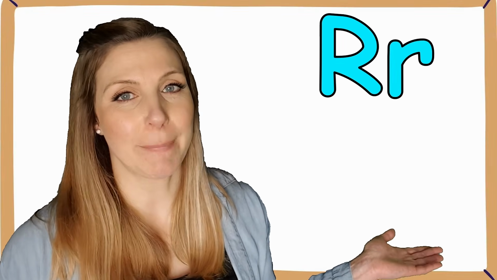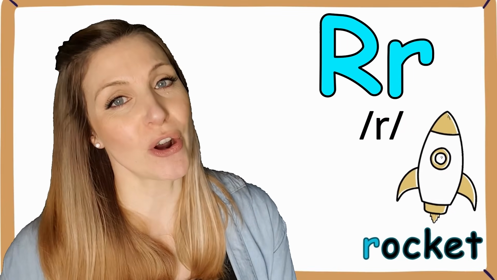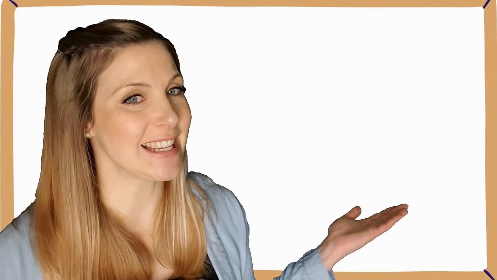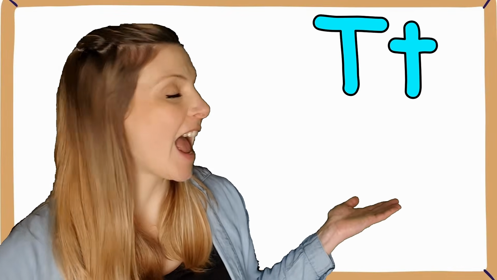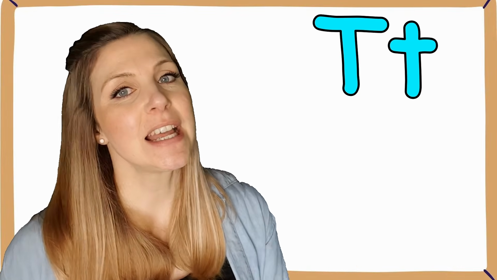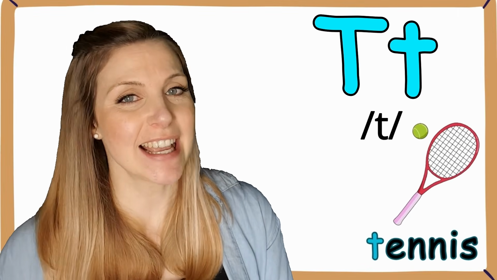And R makes the sound R. R for rocket. R, rocket. Next we've got the letter S. And S makes the sound S. S for snake. Snake. The next letter is T. And T makes the sound T. T for tennis. T, tennis.